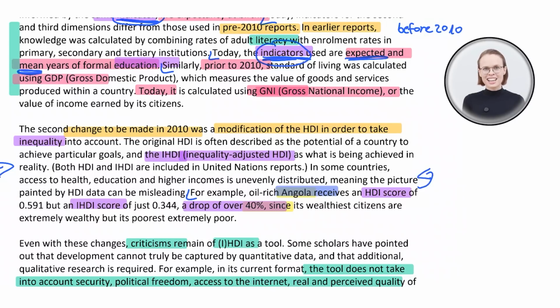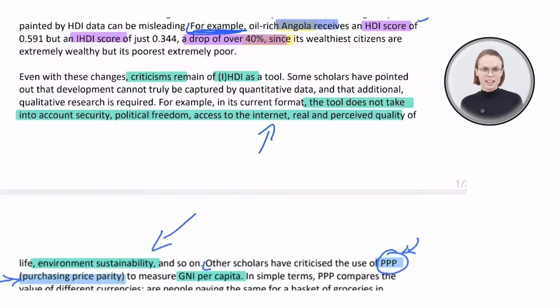So let's take a look at the sentence before that, whether it tells us anything about Angola. In some countries, access to health, education, and higher incomes is unevenly distributed, meaning the picture painted by HDI data can be misleading. And then the passage gives an example. It says, for example, oil-rich Angola receives a certain HDI score and a certain IHDI score. So it gives Angola as an example. So this means that this sentence here applies to Angola. In some countries means, for example, in Angola.